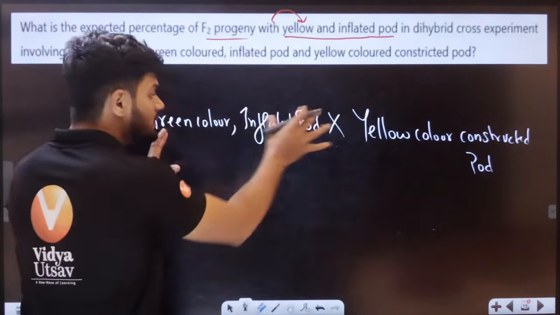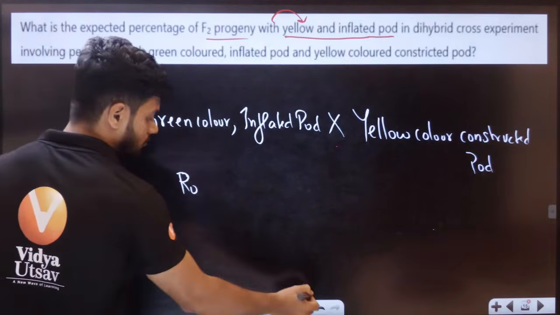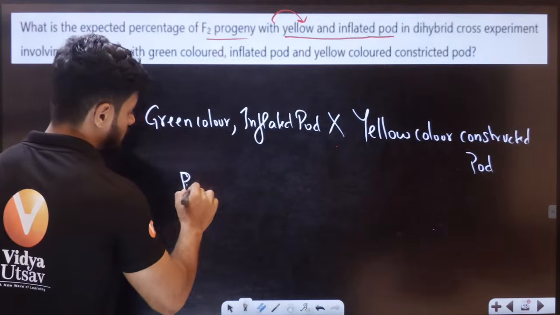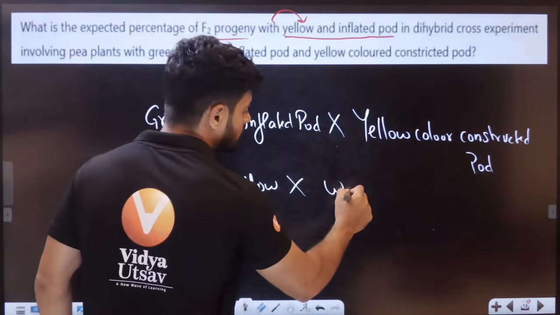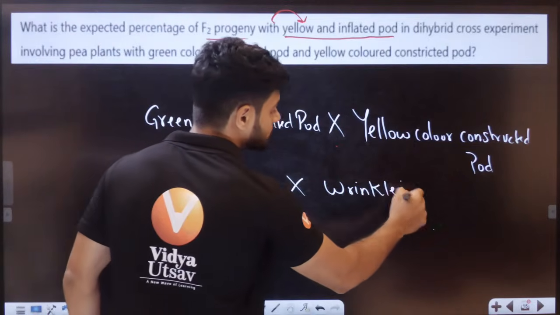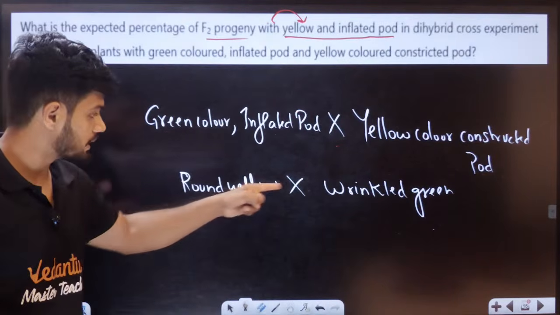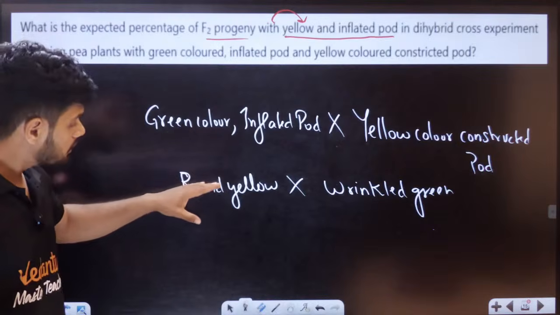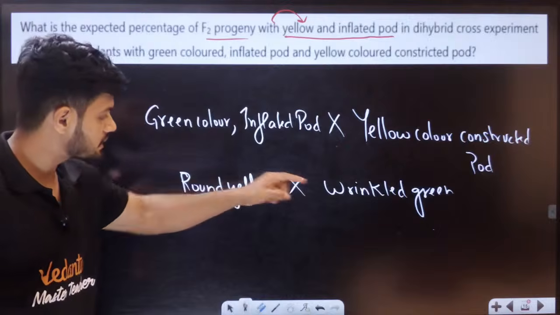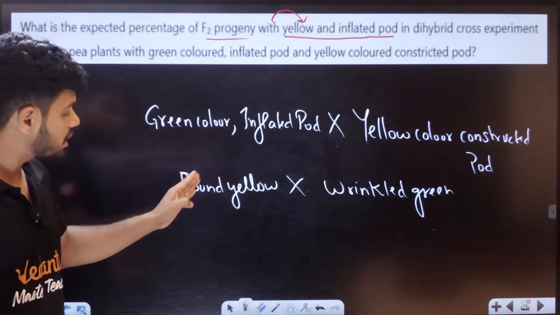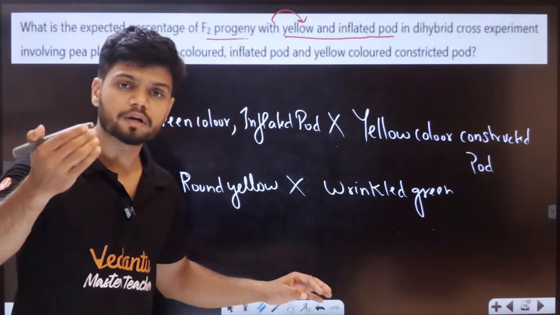Students, doesn't it look like round yellow crossing with wrinkled green? Yes or no, students? See, in this case I am using the example given in your NCERT for dihybrid cross. These are two different characters here, seed shape and seed color, from the 7 characters or 14 traits taken by Mendel.